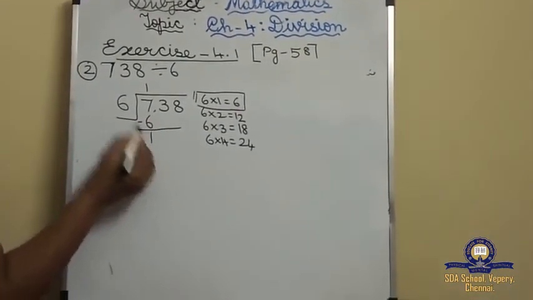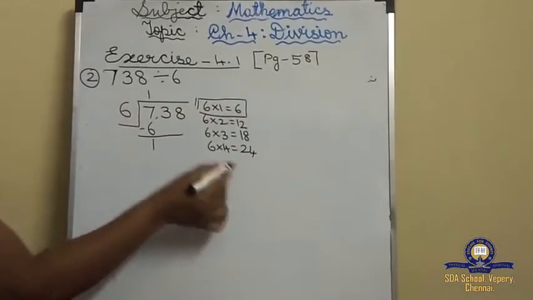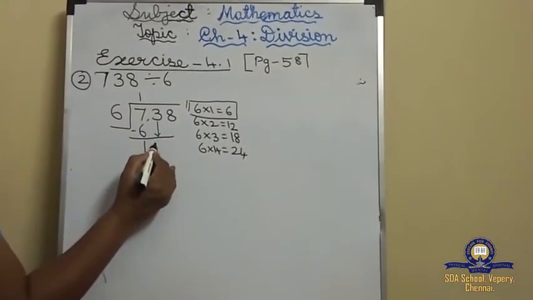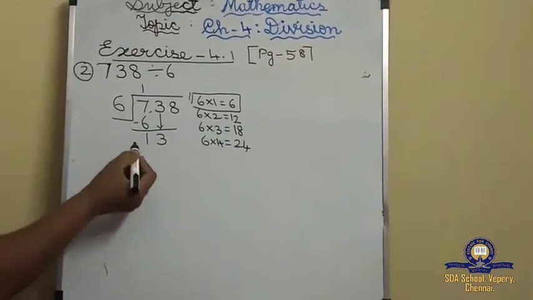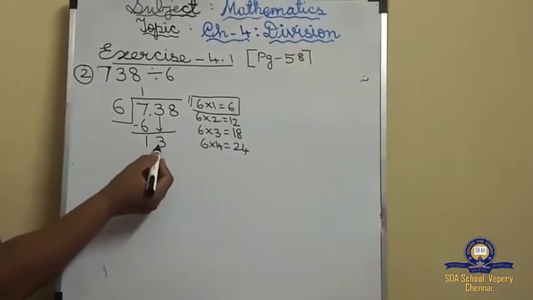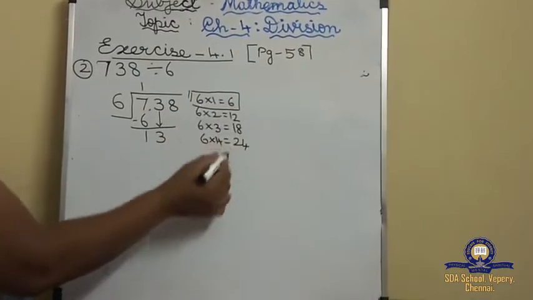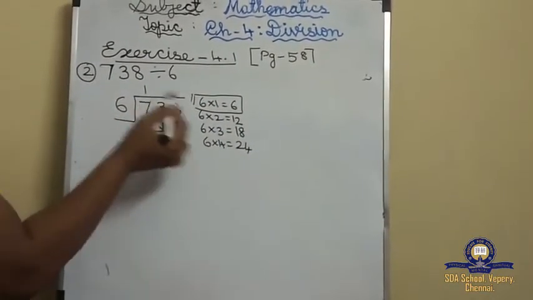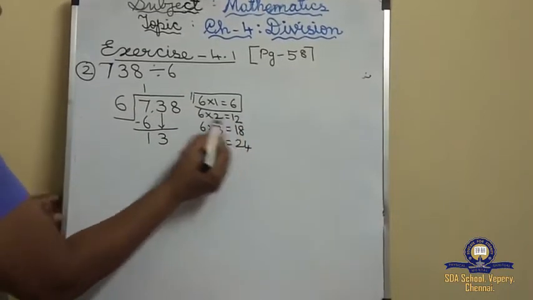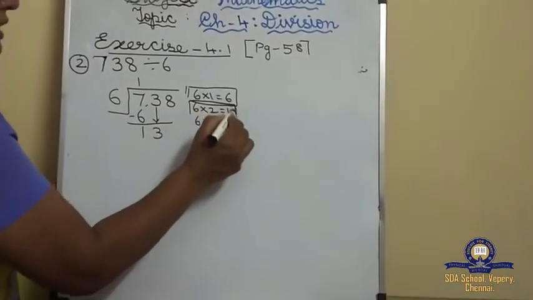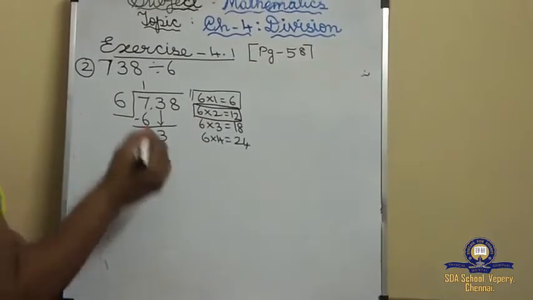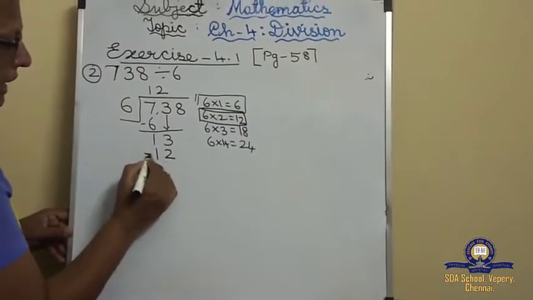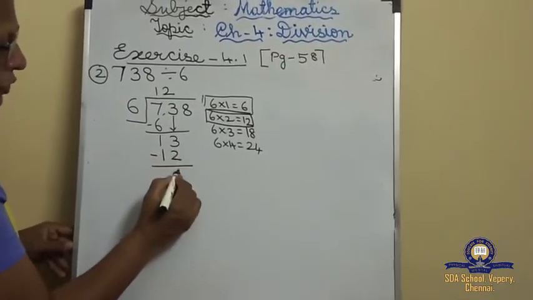So 1 doesn't go in 6 tables. So what you have to do? You have to bring down this 3. So what it becomes, children? It becomes 13. Now 13 goes in 6 tables? No. So smaller than 13, what number comes here? 12. 6 2s are 12. So 13 minus 12, 1.